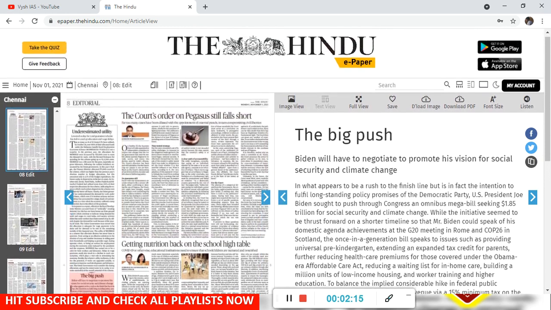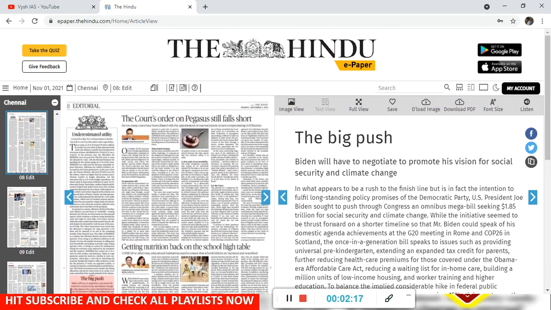Now if you see here, Big Push. This is not a very important article for us, because this is about the USA. As you know, Biden, the president there, is now trying to bring back all the Obama related schemes, because Trump was from a different party. He was against a lot of things. So now he is trying to push all the good schemes which they had in mind when Obama was there. So that is the Big Push. Again, we'll take a little glance, but it's not very important for you.